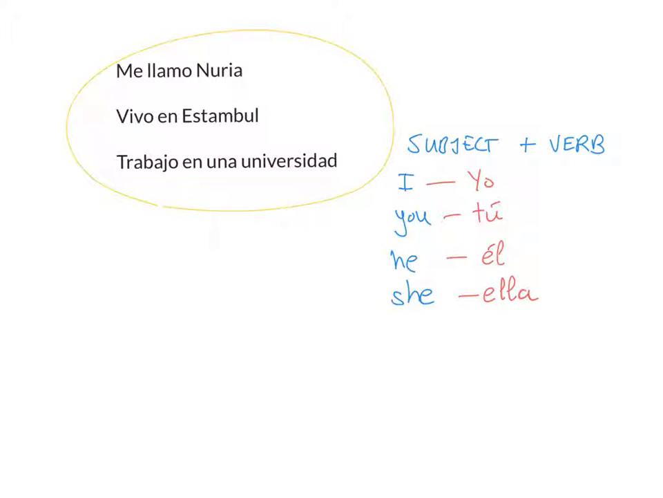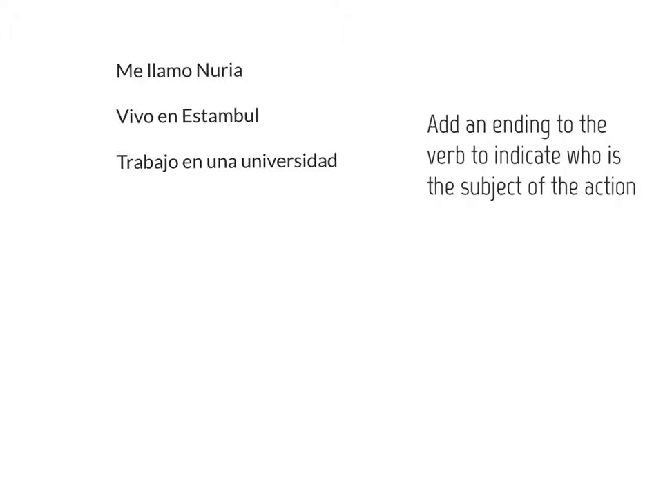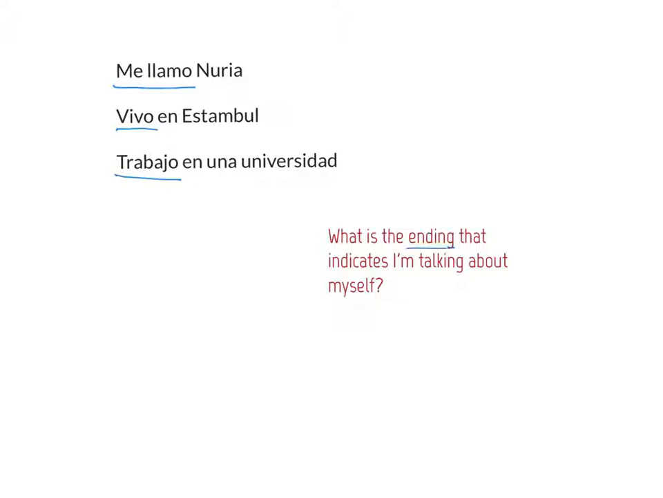In these sentences, I'm talking about myself, so the subject is yo. In Spanish, we need to add an ending to the verb to indicate who is the subject of the action. Look at the verbs again. What is the ending that indicates that I'm talking about myself? As you can see, all these verbs end in O.